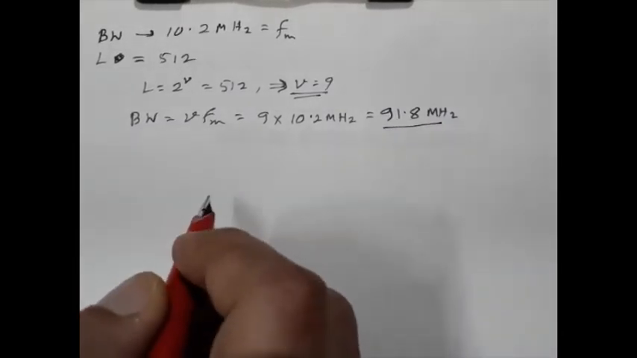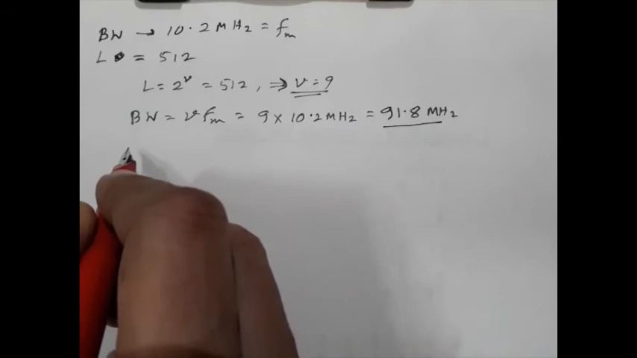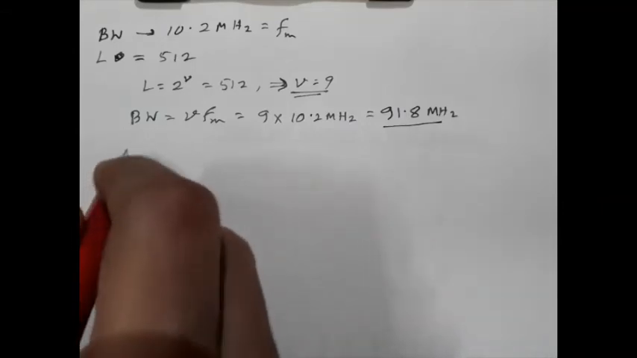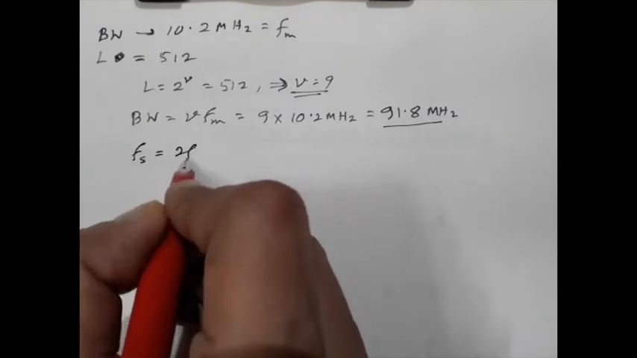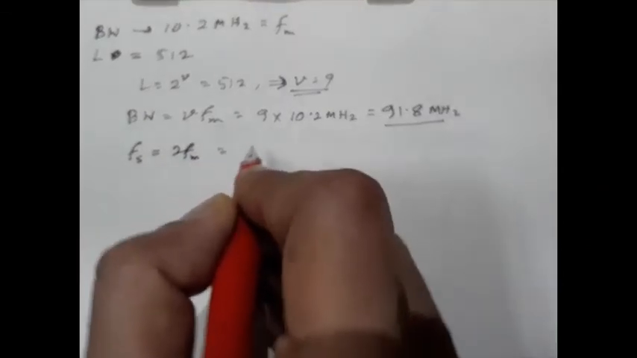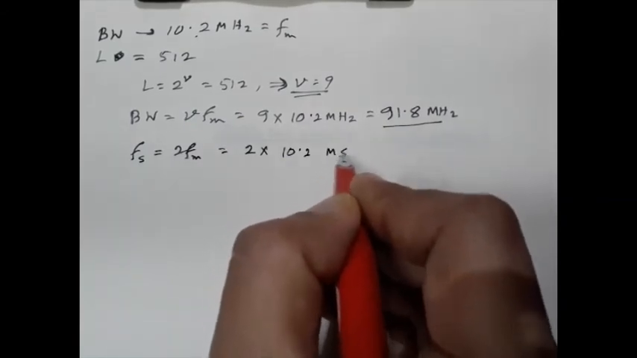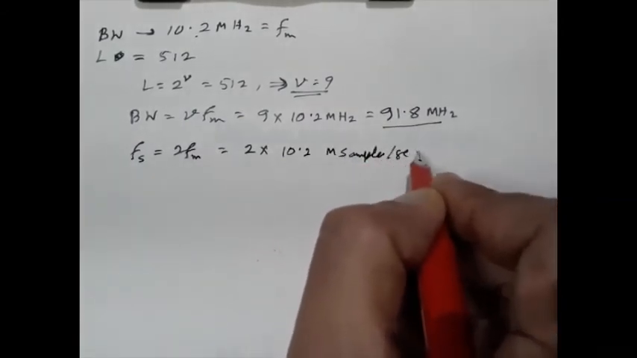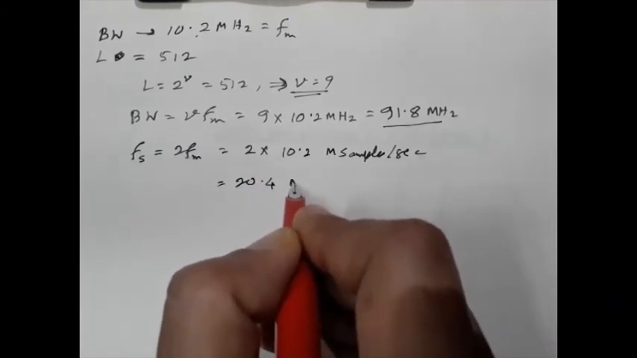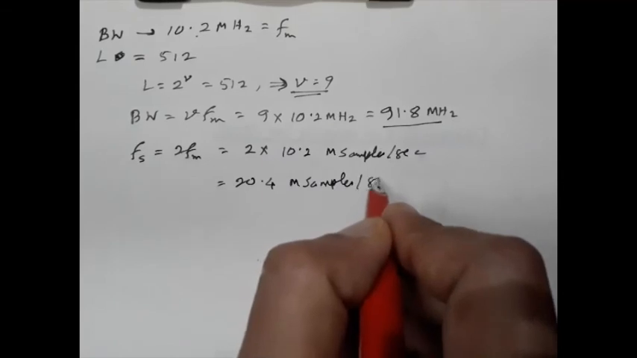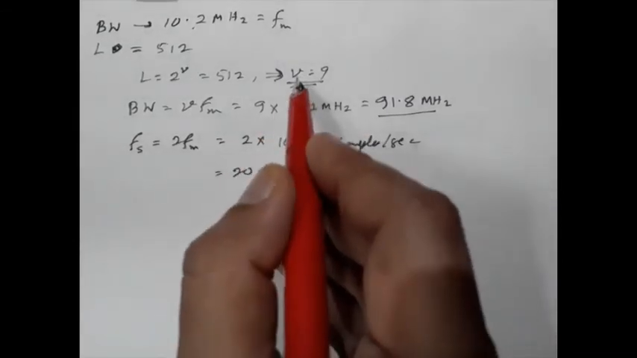To determine the third question, the final bit rate, we have to first determine the number of samples per second. Assuming we have sampled it at Nyquist rate, then the sampling frequency must be equal to twice of fm. So that is equal to 2 into 10.2 megahertz, that is equal to 20.4 mega samples per second.